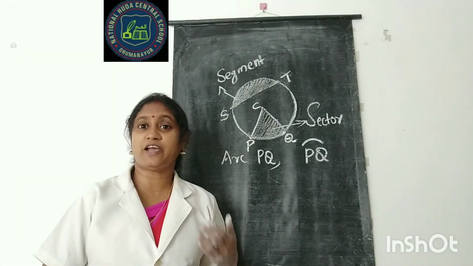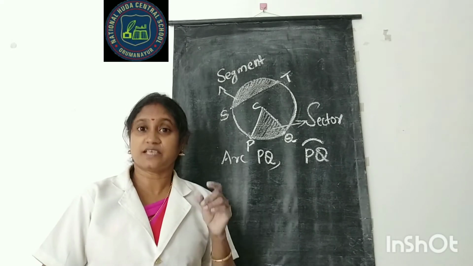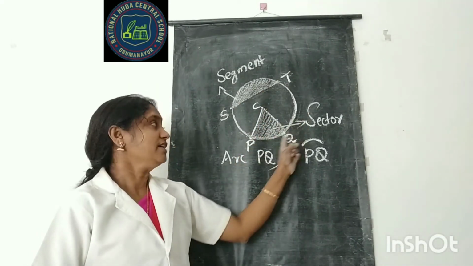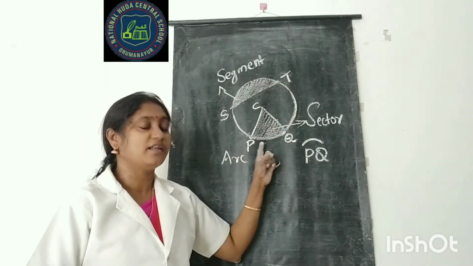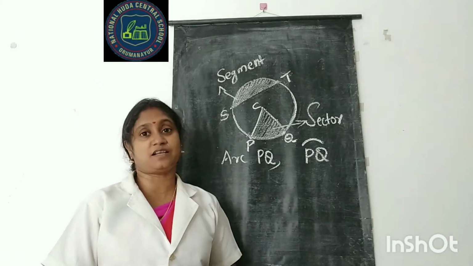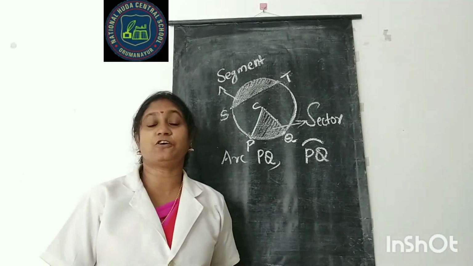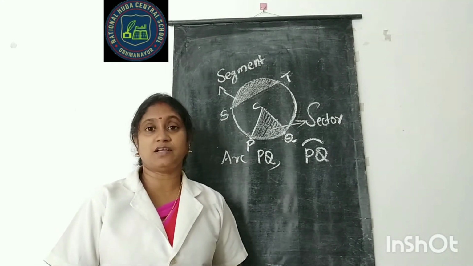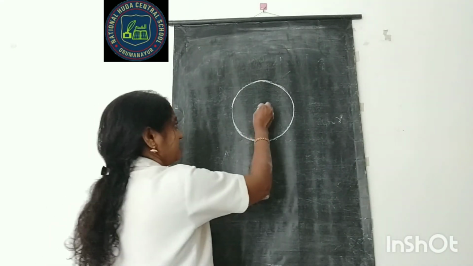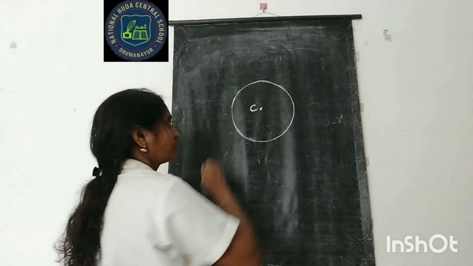The next point we have to study is circumference. Circumference is the distance around a circle. That is, the length of the boundary of the circle is called the circumference. The total length of the boundary of a circle is called the circumference of a circle. Here is a circle and the center of the circle is C.